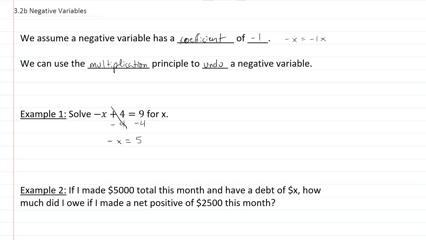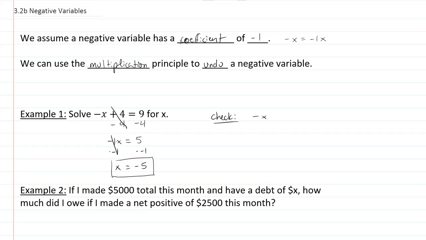So now we can use the multiplication principle since this -x is actually a -1 times x. So we can multiply by -1, and -1 times -1 is +1. So if we multiplied both sides by -1, these cancel to make it just a 1x, or just x. And on the right-hand side, 5 times -1 is -5. And there's our answer. We can check our work by plugging x, -5, back in for x.